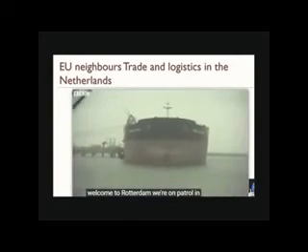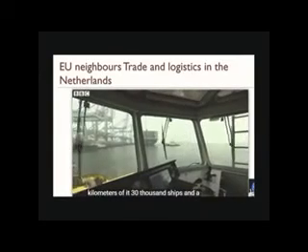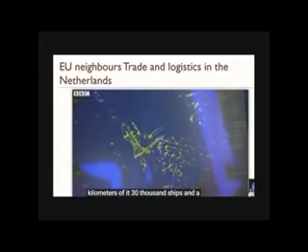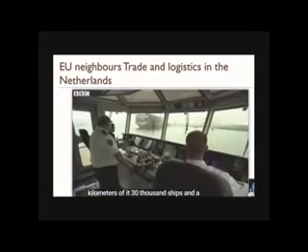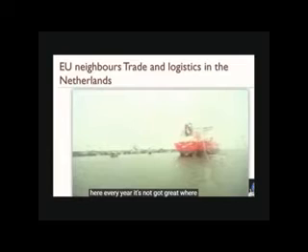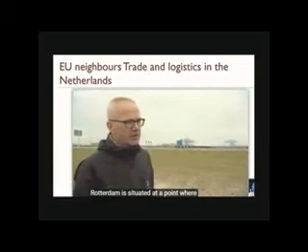Welcome to Rotterdam. We're on patrol in Europe's biggest port, all 40 kilometres of it. 30,000 ships and 100,000 barges pass through here every year. It's not got great weather, but it's got a great location. Rotterdam is situated at a point where the River Rhine flows into the North Sea.